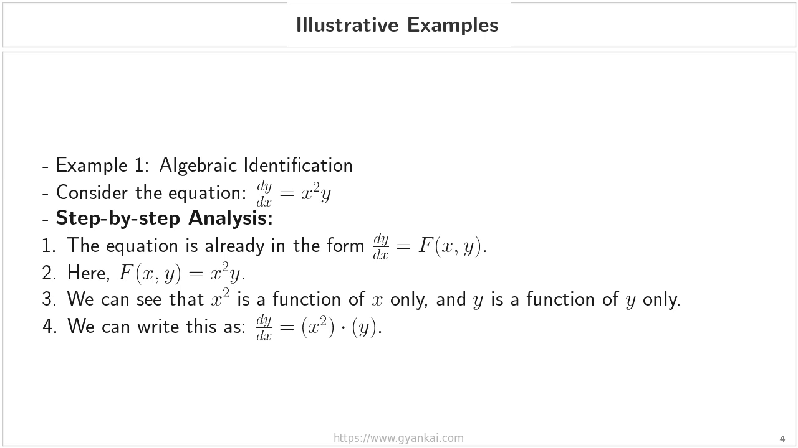Fourth, to make it even more obvious, we can rewrite the equation as dy by dx equals the quantity x squared, multiplied by the quantity y. This shows the separation clearly.